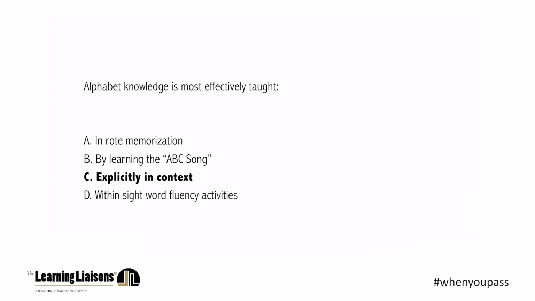So alphabet knowledge by rote memorization would be similar to the ABC song. It's just what it sounds like, just memorization. But we want them to be able to understand it in context because the goal is for them to be able to use their alphabet knowledge and apply it to a text. Sight word fluency activities is also just memorization of sight words. So we want to make sure that they are taught alphabetic knowledge in context. That's the important part there.